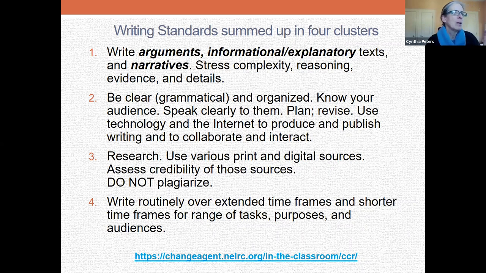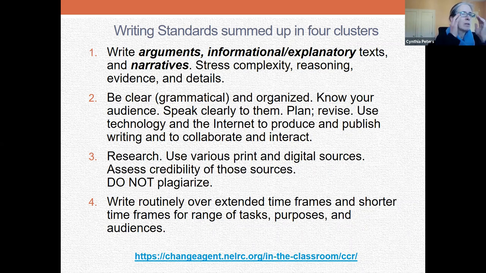And I want to keep these standards in mind as we go through this webinar today, because I want to keep touching back to, okay, let's see how that exercise did or didn't address the standards in a way that felt effective to you. So here are the four groups.